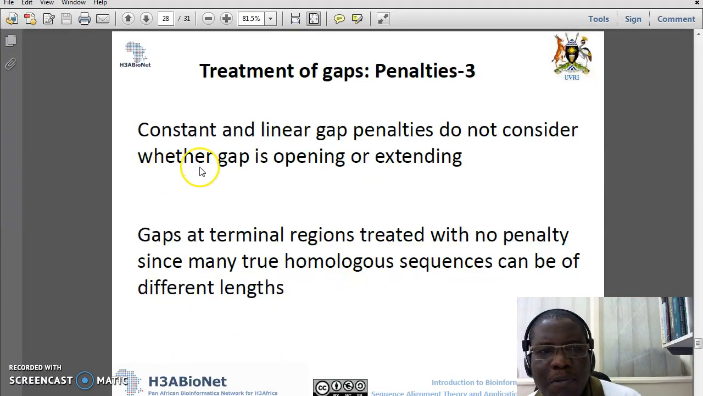The previous gap penalty options, the constant and the linear, do not consider whether a gap is opening or extending. Also, gaps at terminal regions are treated with no penalty because many true homologous sequences can be of different lengths.